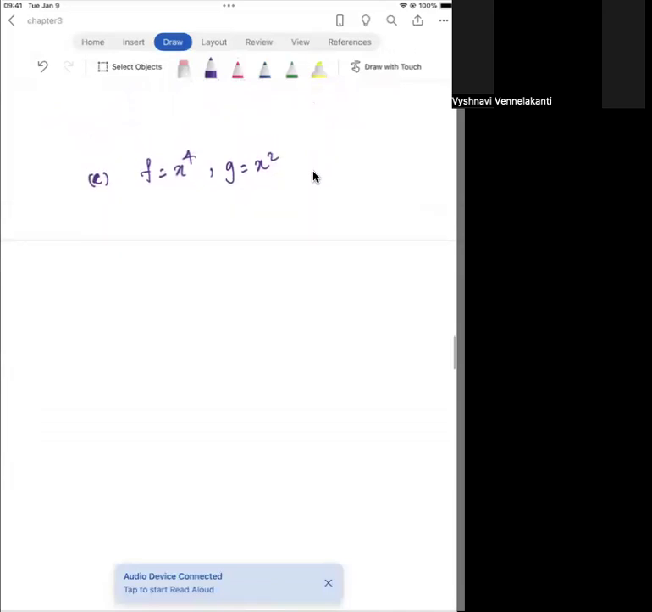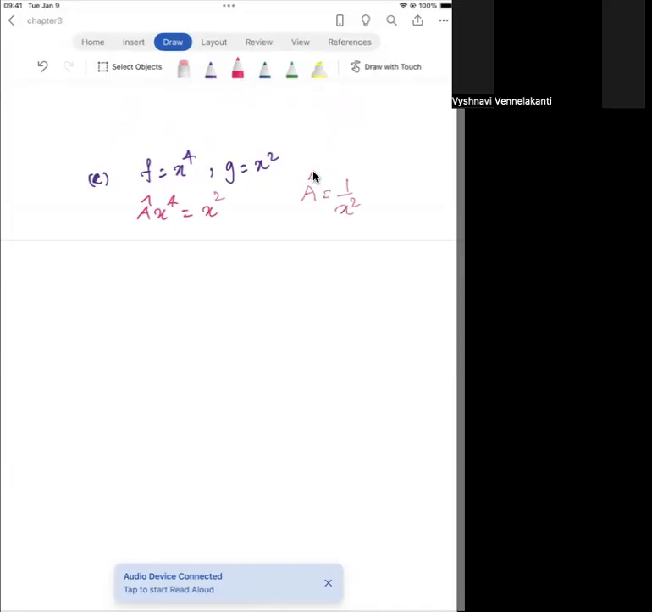And for the last part, we want this, right? So one thing we can do is just have it as 1 over x squared. 1 over x squared times x to the power 4 is going to be x squared. So this will satisfy the condition.